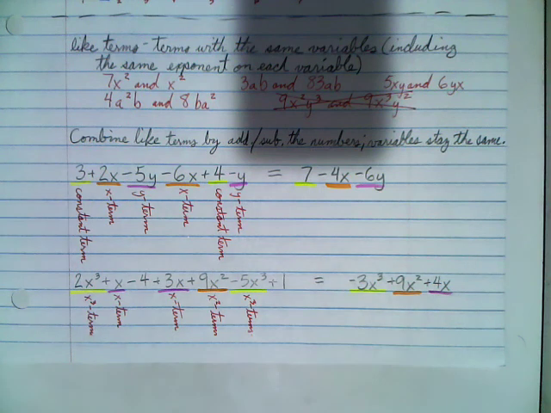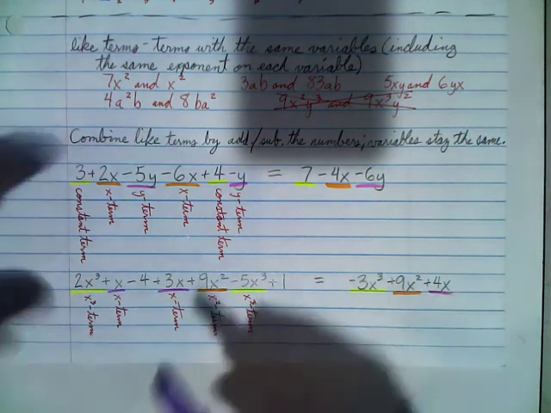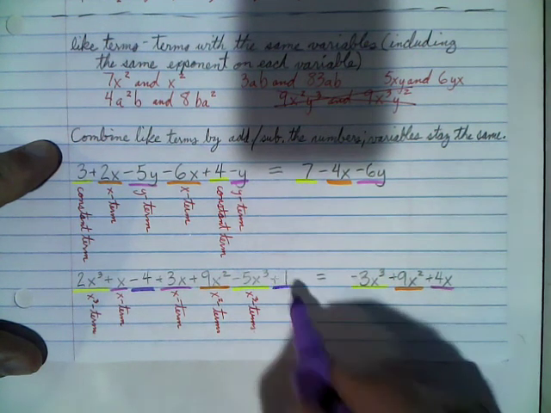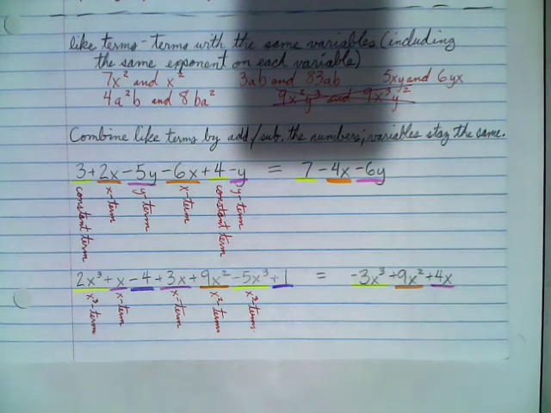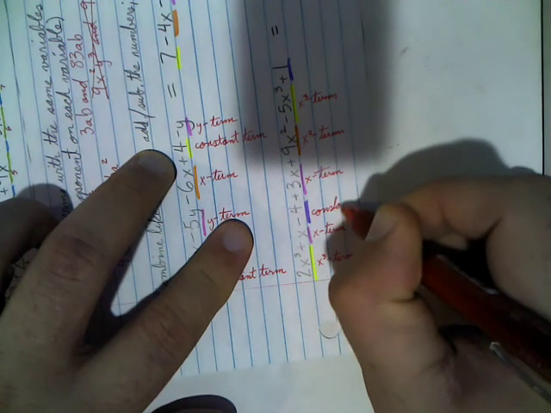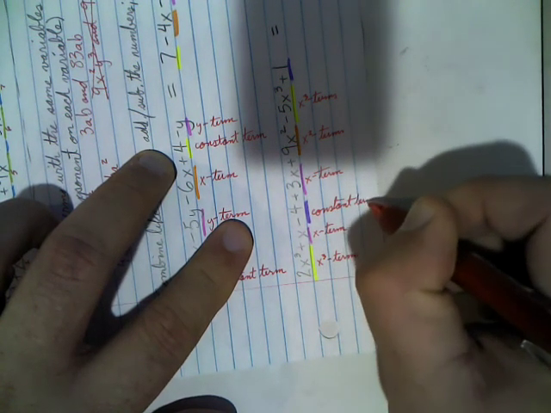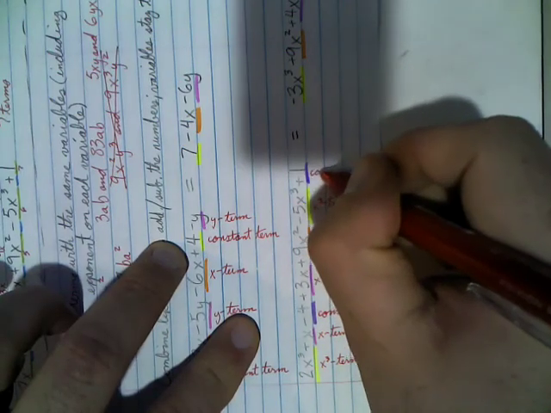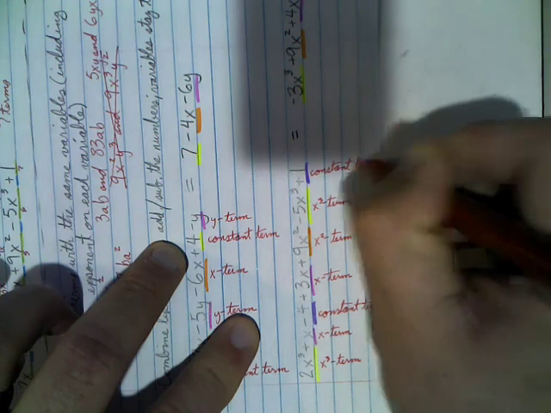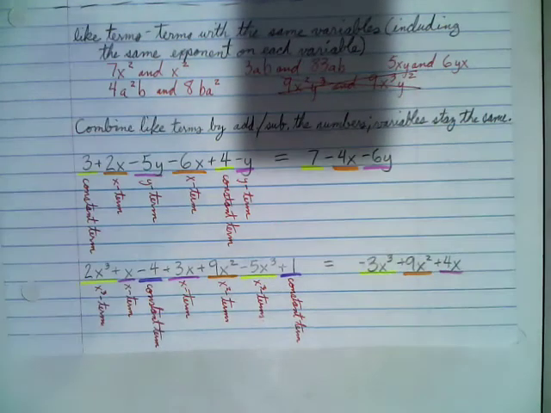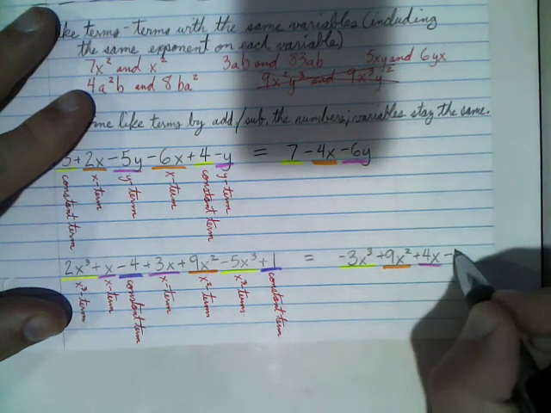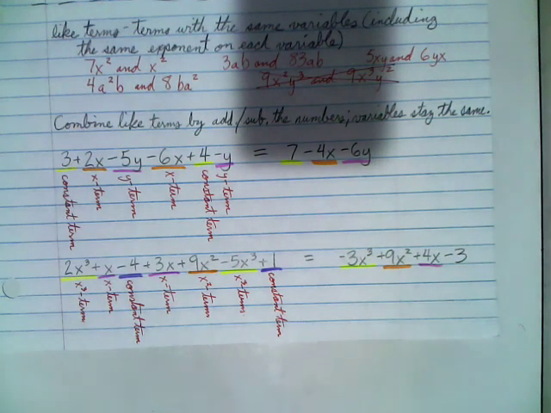And then finally, my constants. I've got a minus 4, which is really a negative 4, and a positive 1, which is really a positive 1. So this is my constant term, and there's my other constant term. So a constant term plus a constant term. A negative 4 plus a positive 1 would become a negative 3 constant term.